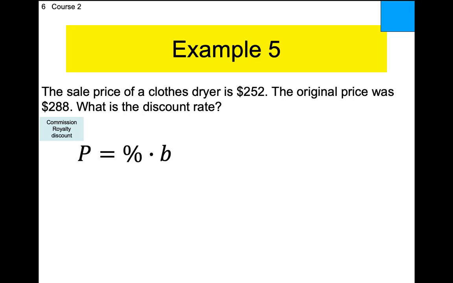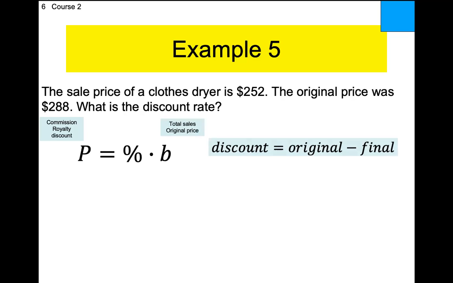Angie knows what to do. Do you subtract? Just go with your gut instinct. So Angie says the discount is $36. She's right. So the discount would be the difference of the original price and the selling price. The discount is the original minus the final or current price.